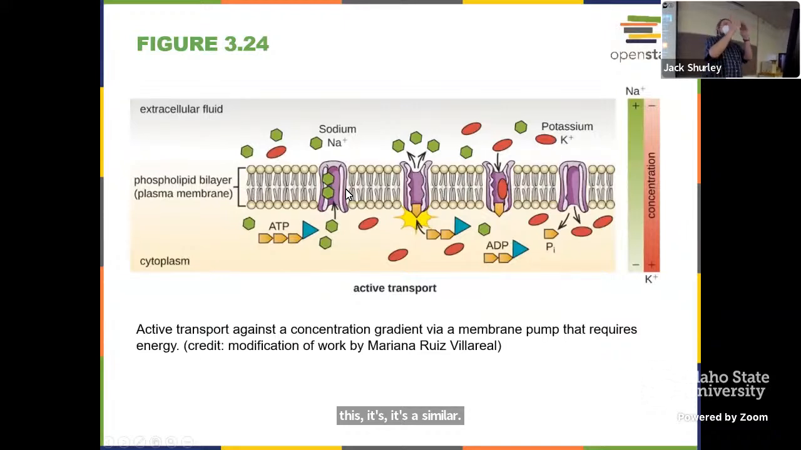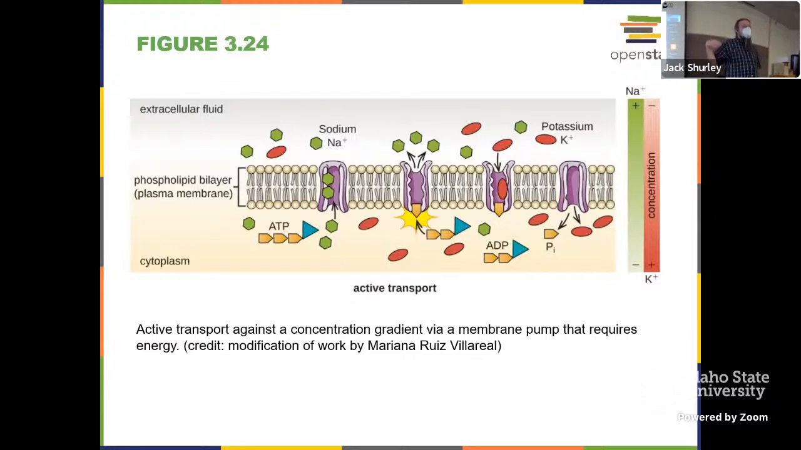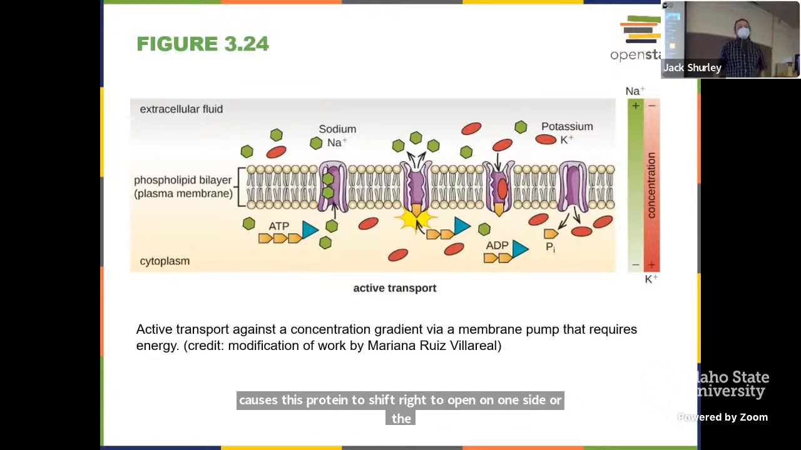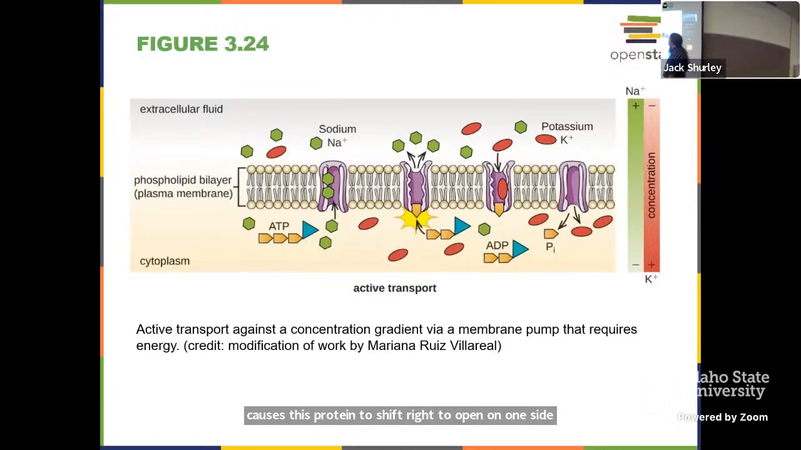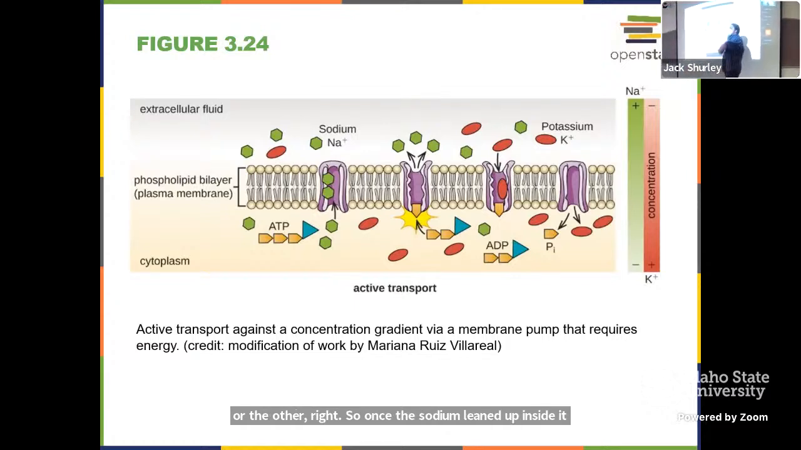And these are kind of gated, if you will. It can close at one end or at the other, right? And the energy from the ATP molecule is what causes this protein to shift, right? To open on one side or the other, all right? So once the sodiums link up inside of here, ATP fuses and causes it to basically expel out those contents. 3 sodiums get pushed out.